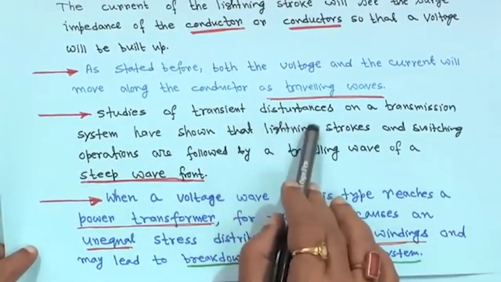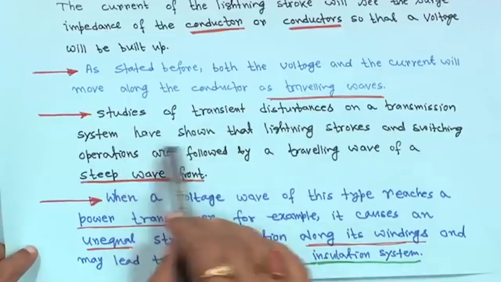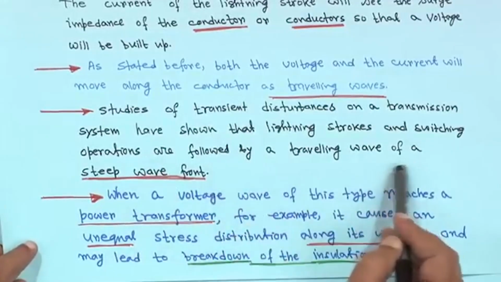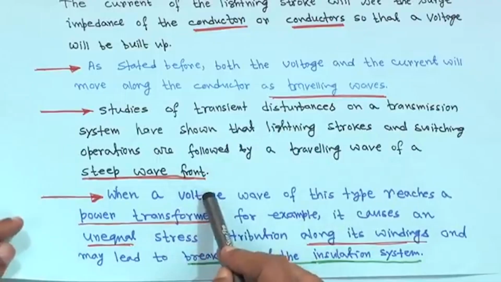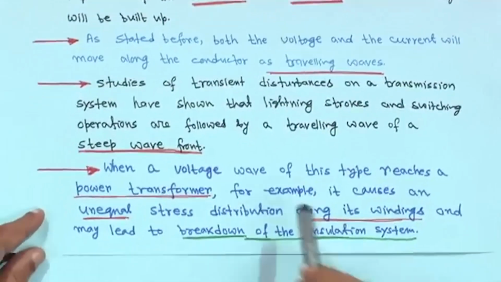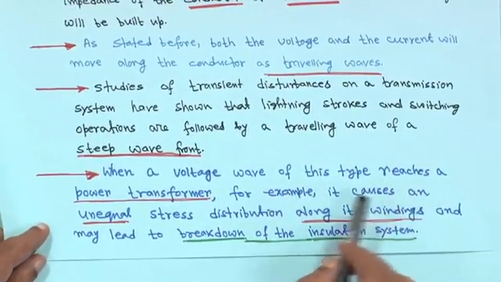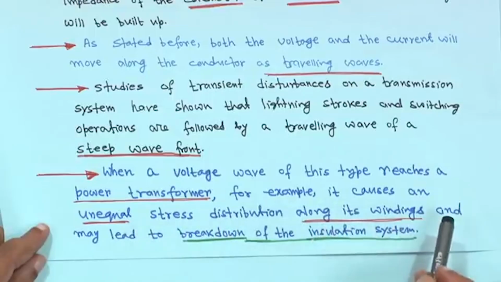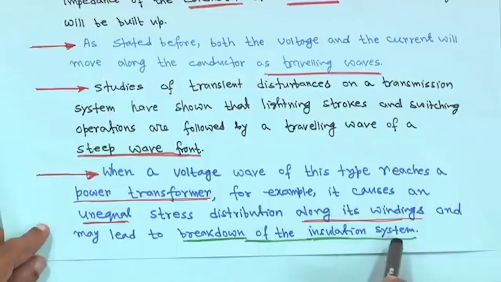So, studies of transient disturbances in a transmission system have shown that lightning stroke and switching operations are followed by a travelling wave of a steep wave front, right. It will be unidirectional. So, when a voltage wave of this type reaches a power transformer, for example, it causes an unequal stress distribution along its windings and may lead to breakdown of the insulation system.